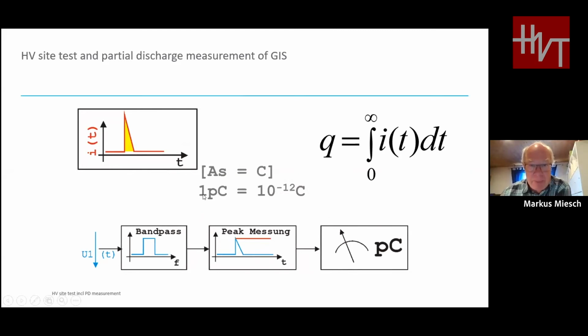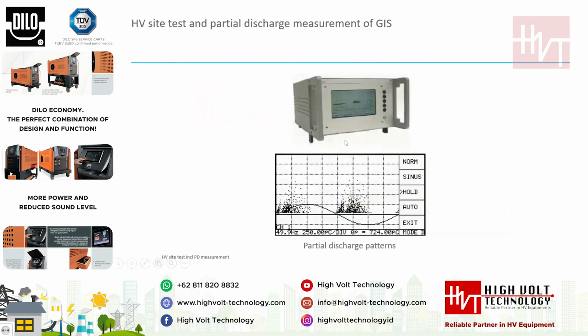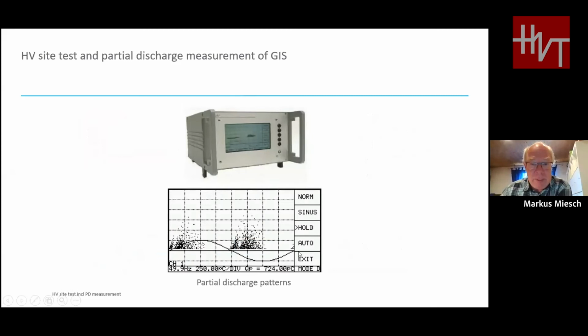1 picocoulomb is 10 exponent minus 12 coulomb, while the coulomb is amperes multiplied by seconds. Different partial discharge measurement instruments are on the market. This one is an instrument from Power Diagnostics, which also shows the partial discharge patterns, which are important to make an assessment of the source of the partial discharge.